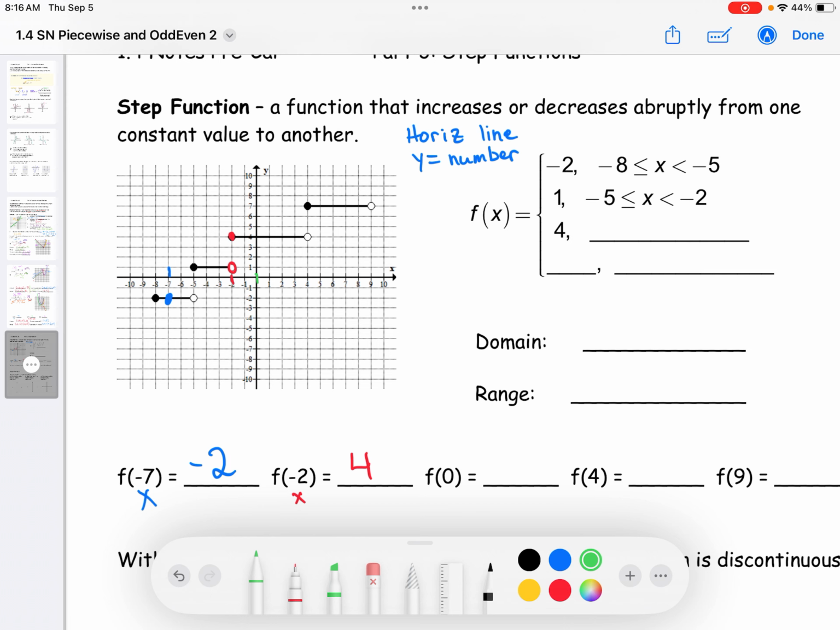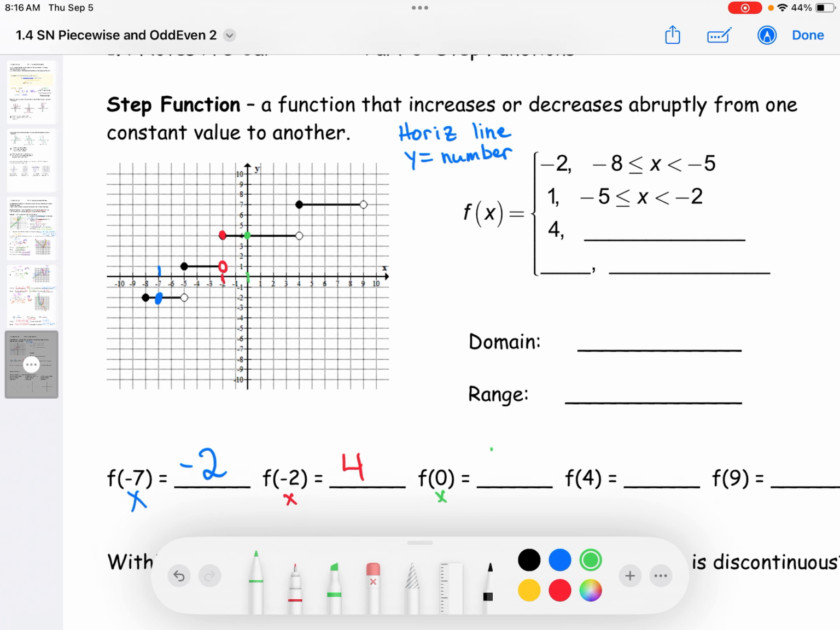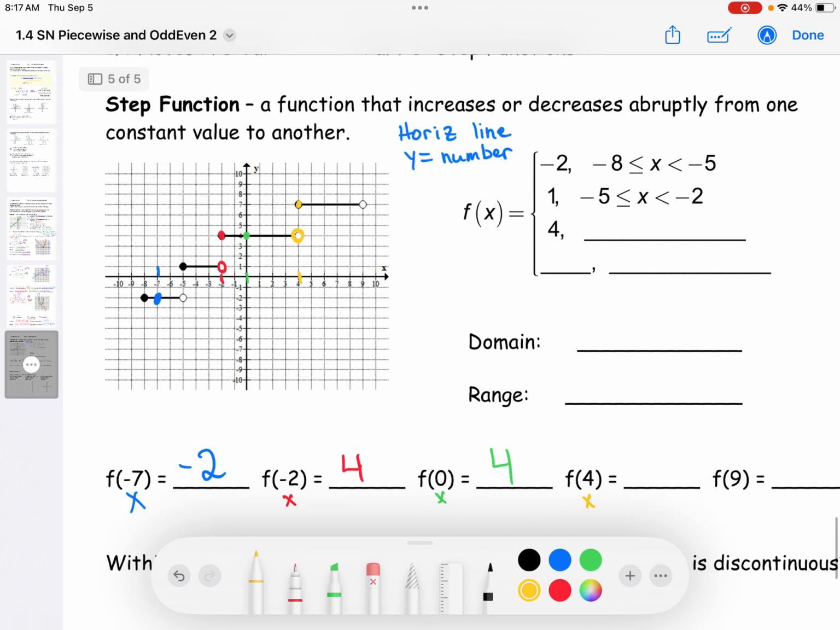F of 0, when x is 0, that y value is 4. F of 4, x is 4. And again, we have the situation where the y value at y equals 4 is open, so we don't use it. We use the y value of 7, which is closed. So f of 4 equals 7.